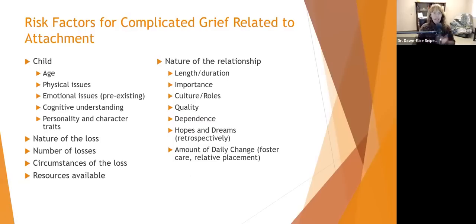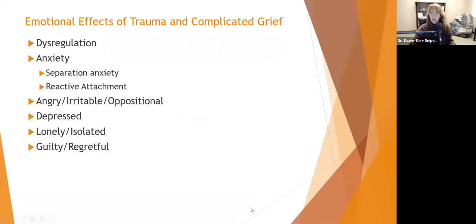If the child, like I said, is put in foster care or relative placement, not only are they potentially losing their primary caregiver, but they're also being disrupted. They may have to switch schools, their routines change. There's a lot of stuff that changes, and that can be more than a child can really handle.